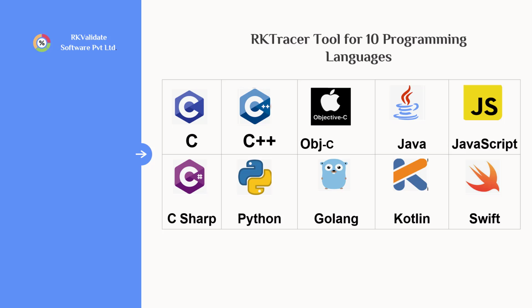Hi guys, ArchiTracer is a code coverage tool for 10 programming languages. It supports all build environments, compilers, cross-compilers, independent of the target architecture without any limitations.